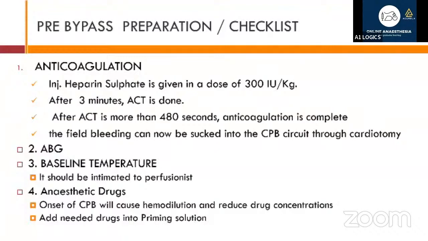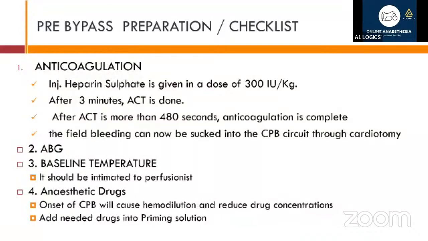But if you do an APTT, at these high supranormal doses of heparin, it will become indeterminate. So to have point of care testing, we use ACT, where kaolin or celite is added into a test tube and it is tested. This kaolin or celite will do a thrombin activation and will reduce the time. The normal ACT value is 80 to 120 seconds. If the ACT becomes prolonged to 480, it is said that anticoagulation is complete.